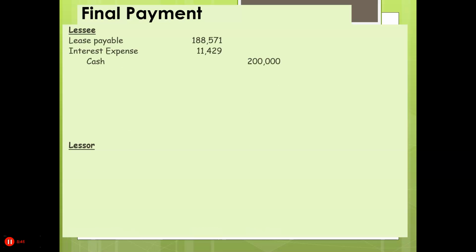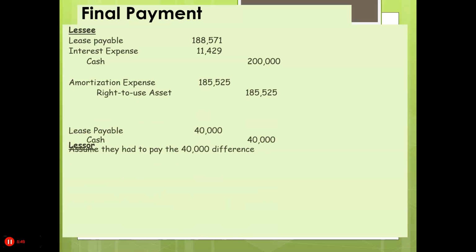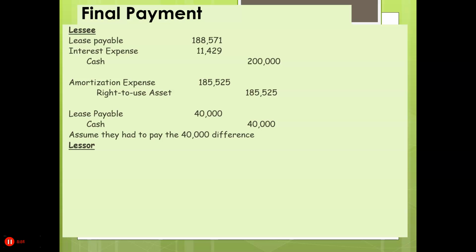For the lessee, it would be lease payable, interest expense, cash, and our last amortization, right of use, which would bring that account down to zero, and then lease payable would be taken to zero. And we're assuming they had to pay the $40,000 difference.